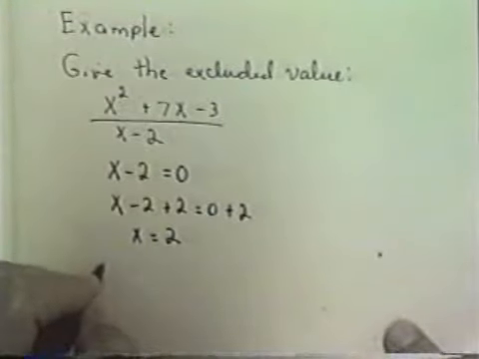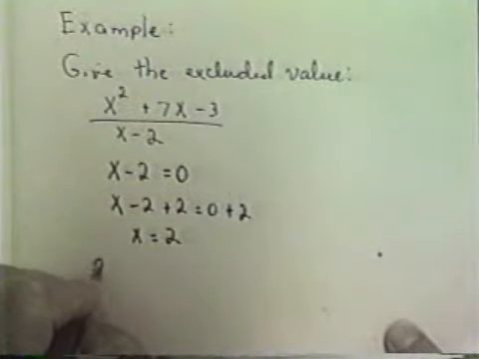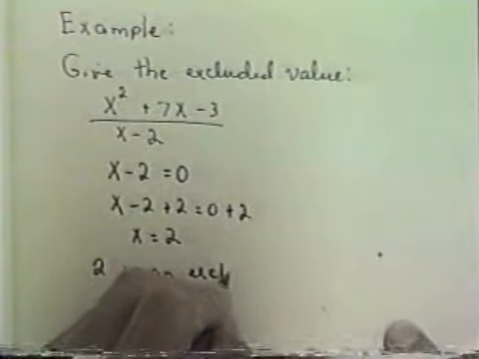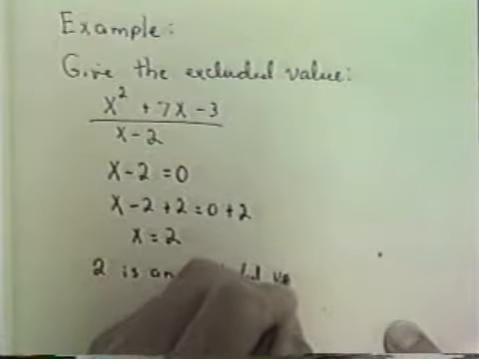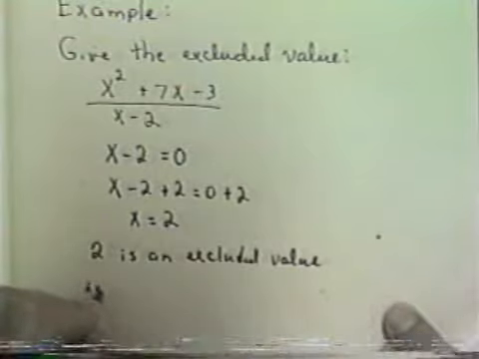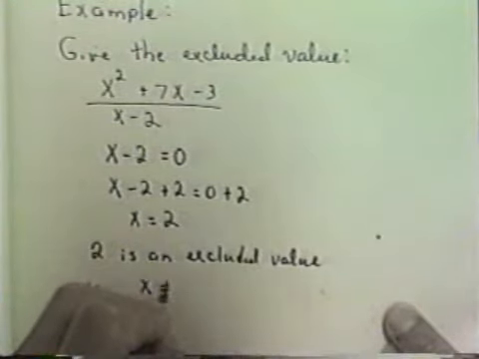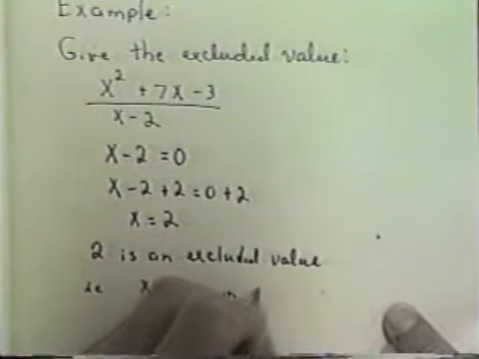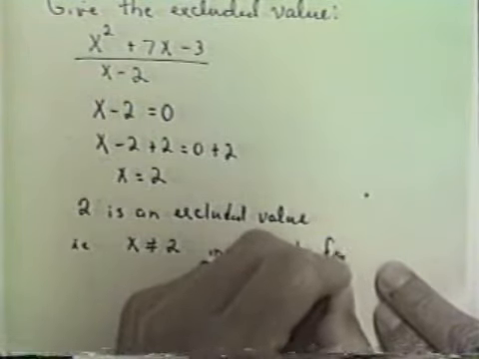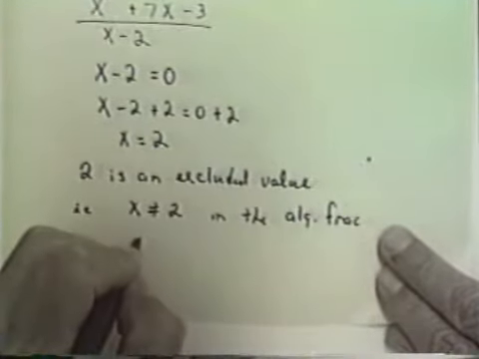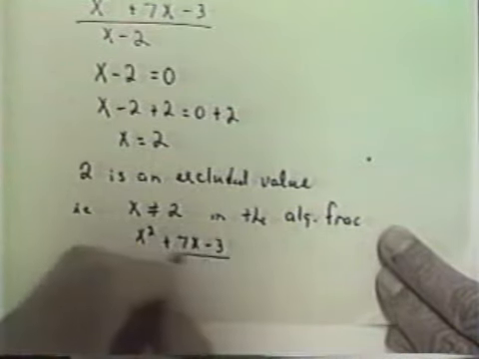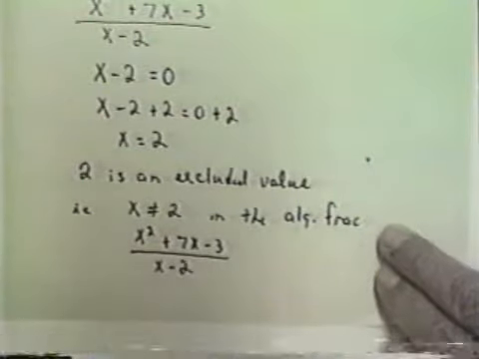Now, the way you write your answer is to say that 2 is an excluded value. In other words, x cannot be 2 in the algebraic fraction x squared plus 7x minus 3 over x minus 2.